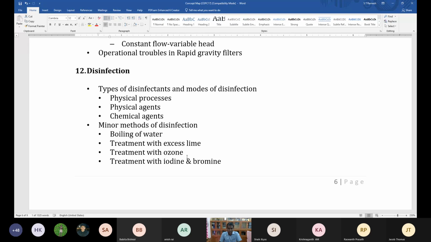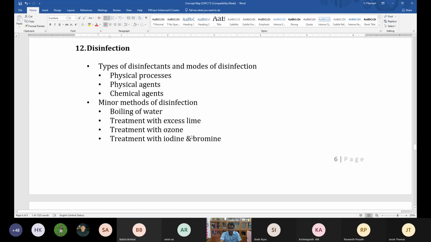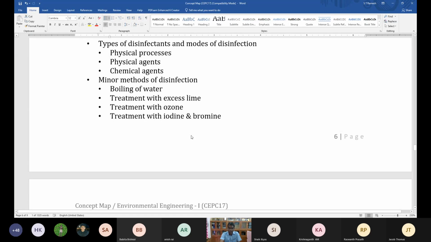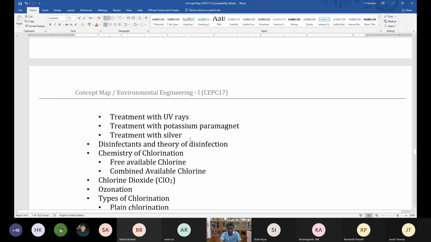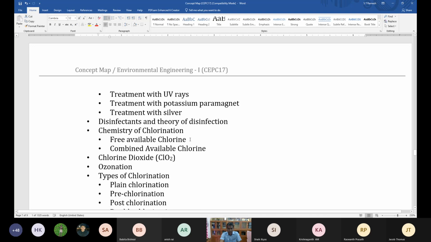So these are the different types of disinfection, by physical methods or by chemical methods. Physical methods are simply boiling, and you can also add excess lime, treatment with ozone, and treatment with iodine and bromine. And nowadays a very recent concept has come: you can also pass UV rays, UV disinfection, and very latest, they may also use silver electrodes to kill pathogenic microorganisms.